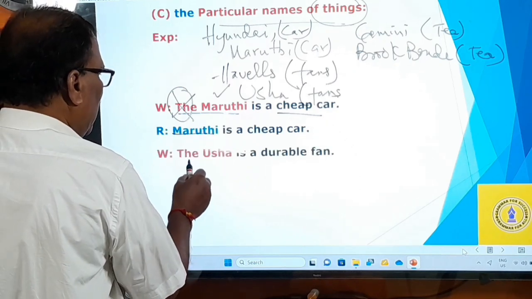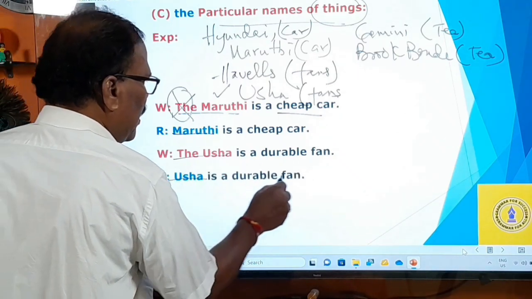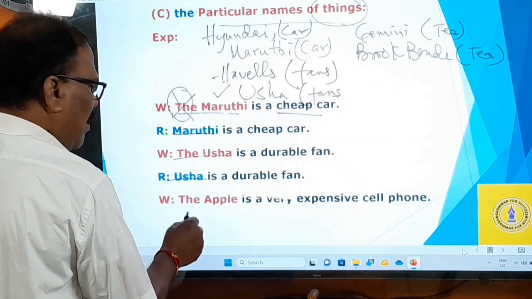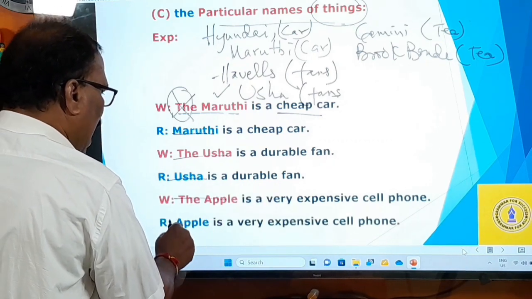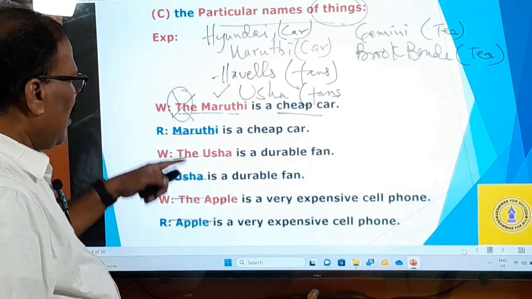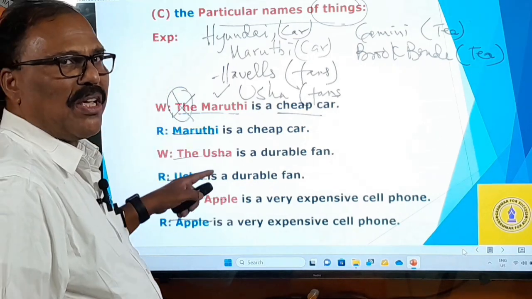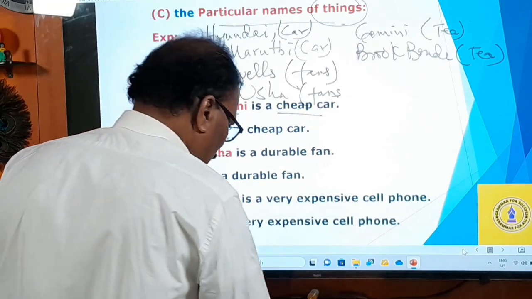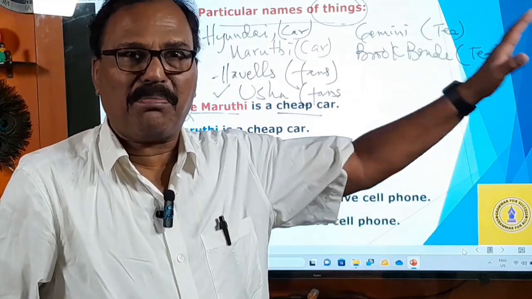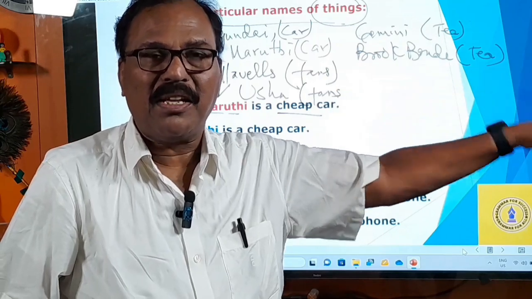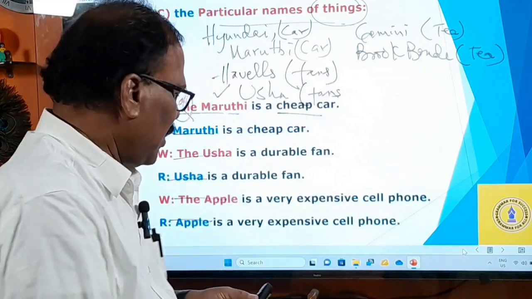And then what is that? The Usha is a durable fan. Usha is a durable fan. And then comes, the Apple is a very expensive cell phone. Apple is a very expensive cell phone. So these are all the particular names of things, and therefore, we should not use any article before them. So this is the first rule: before the names of particular persons, particular places, particular things, we should not use any article, right?